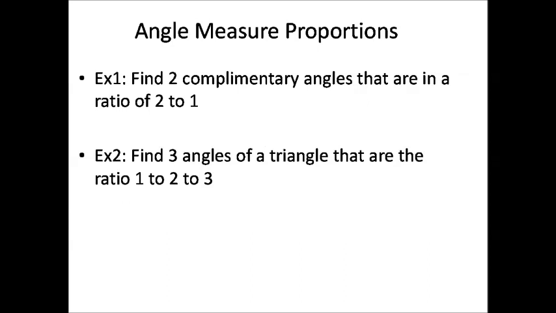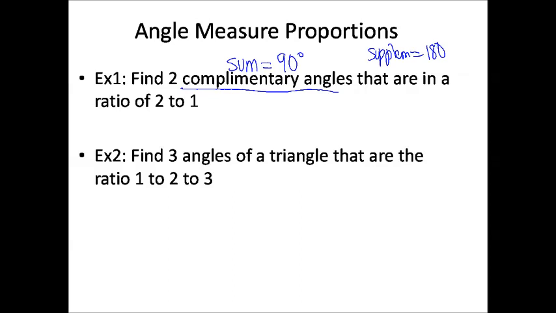Okay, we're going to find two complementary angles that are in a ratio of 2 to 1. We have to remember that complementary means that the sum equals 90. And if it was supplementary, it equals 180. So if it said supplementary there, it would equal 180. Okay, so complementary angles that are in a ratio of 2 to 1.